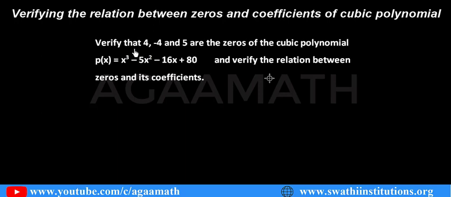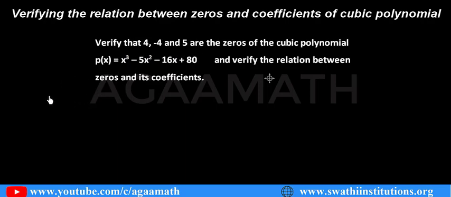The question: verify that 4, minus 4 and 5 are the zeros of the cubic polynomial p of x equals x cube minus 5x square minus 16x plus 80, and verify the relation between the zeros and its coefficients. First of all, you have to verify whether these given values are the zeros of this polynomial or not. How to verify is very simple. Let us verify that the given values are the zeros of this cubic polynomial or not.